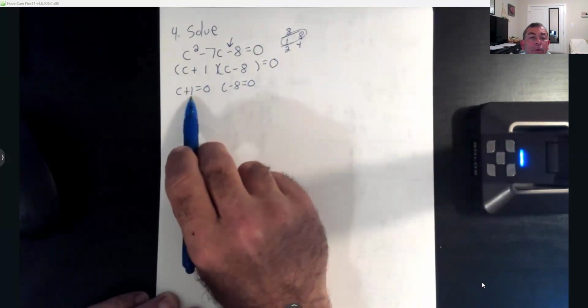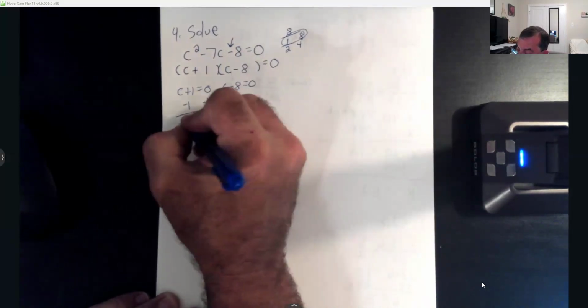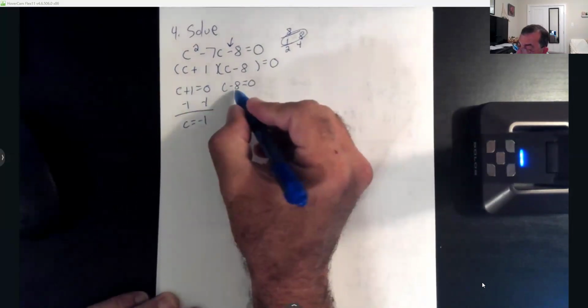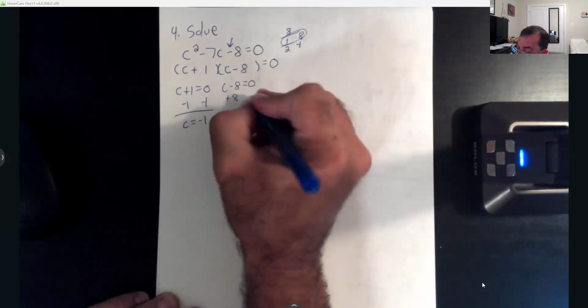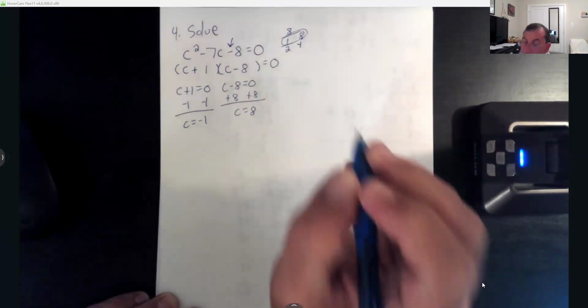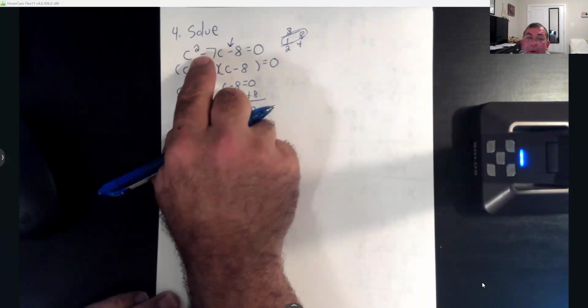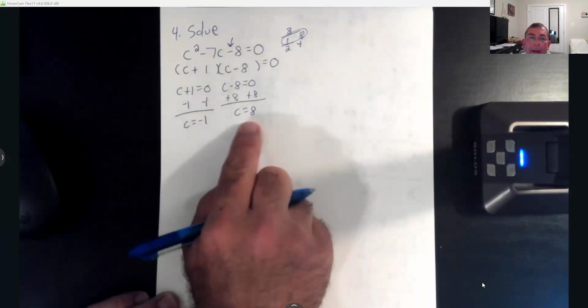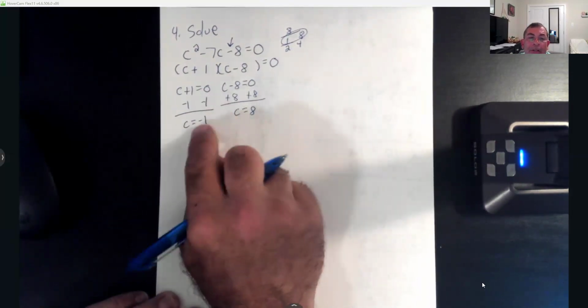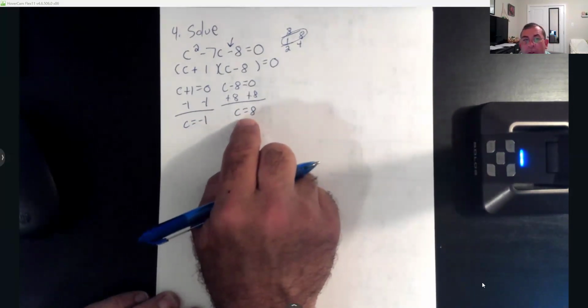So here we would subtract 1 from both sides. And on this one, we would add 8 to both sides. Now this one you could have graphed. Remember, you can graph this one and you would have got these two answers. It would have crossed over at -1 and it would have crossed over at 8.